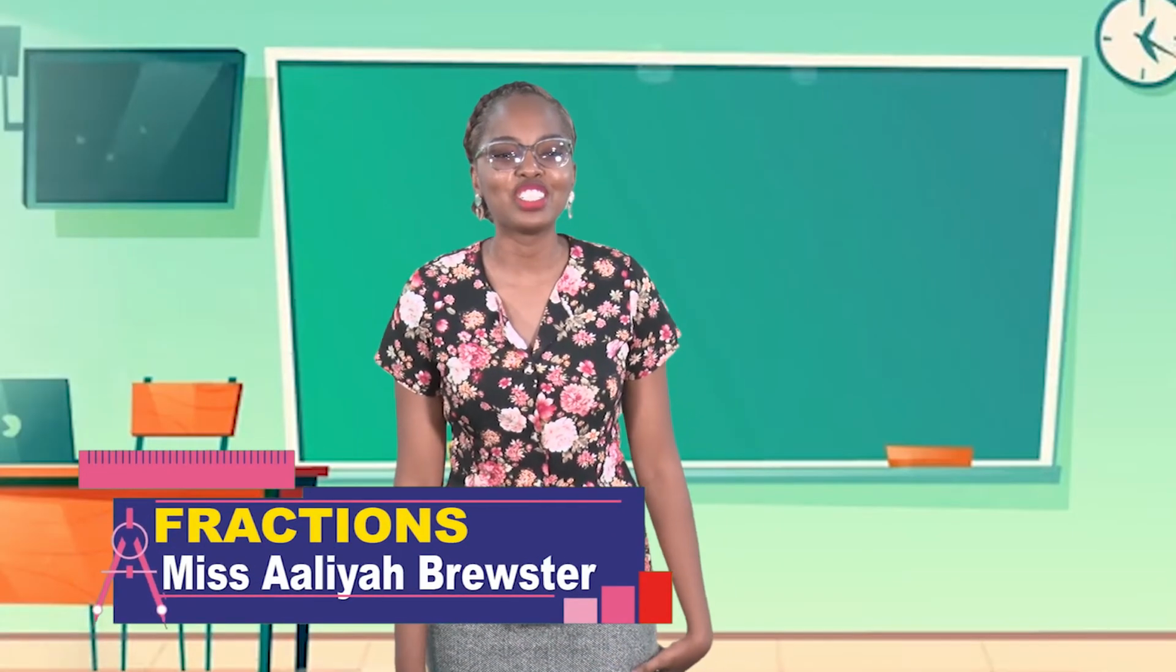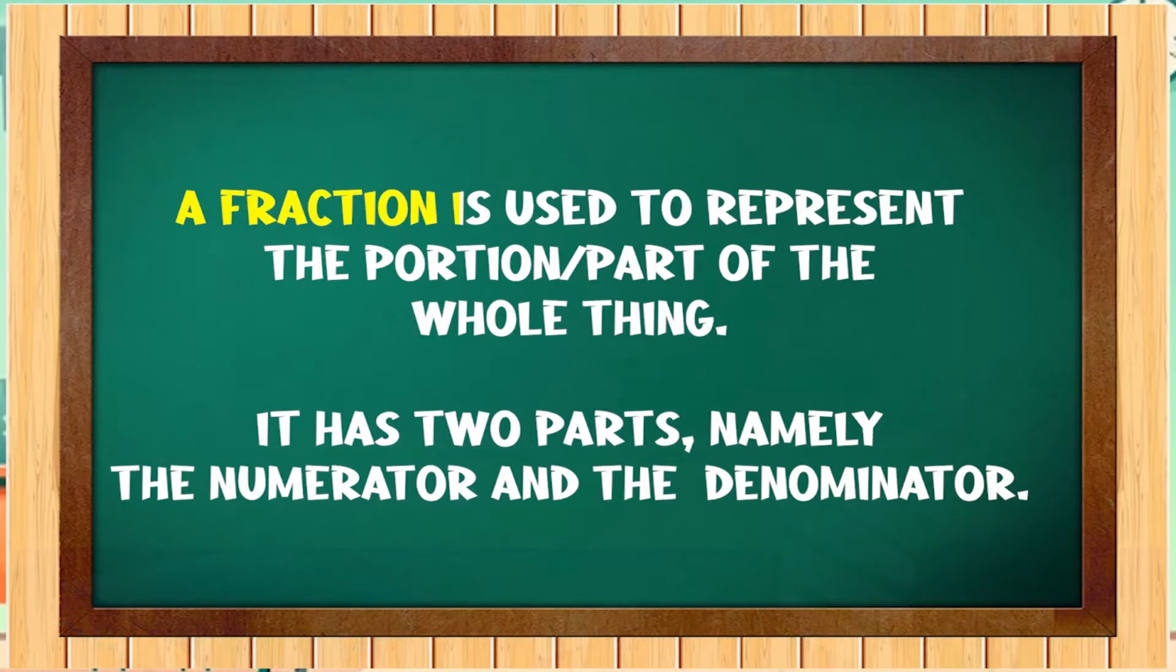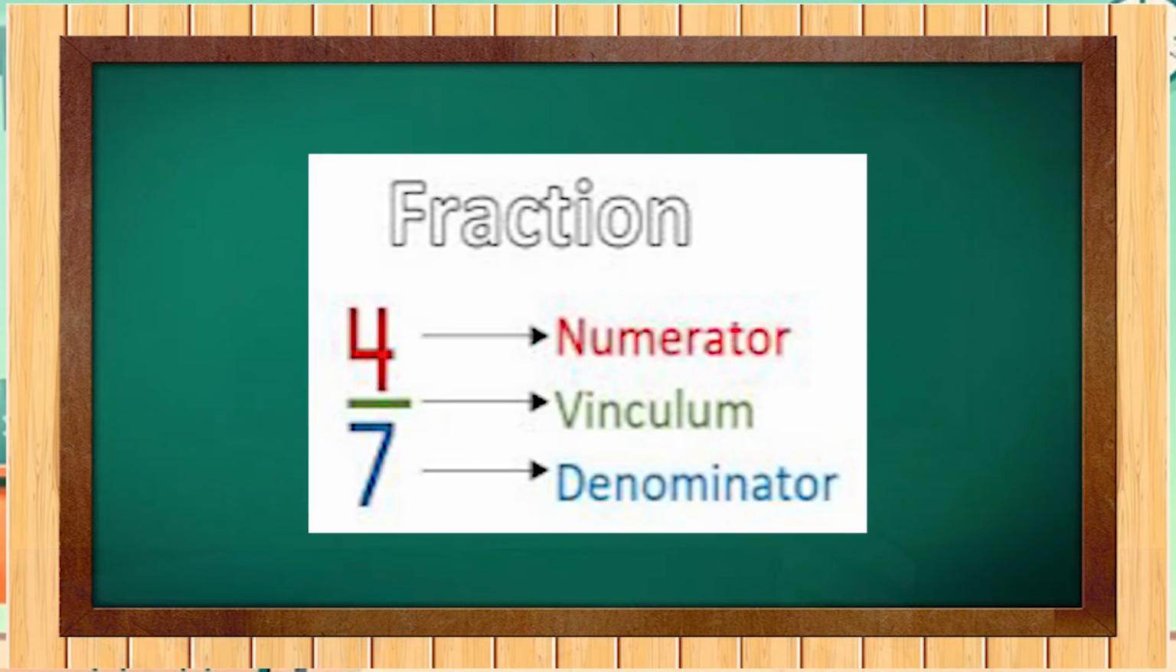What are fractions? A fraction is used to represent the portion or part of a whole thing. It has two parts, namely the numerator and the denominator. If you look at the image on the screen, you would notice that the fraction being used is 4/7. In that image, 4 represents the numerator, while 7 represents the denominator. Now the line that's separating these two numbers is called the vinculum line.